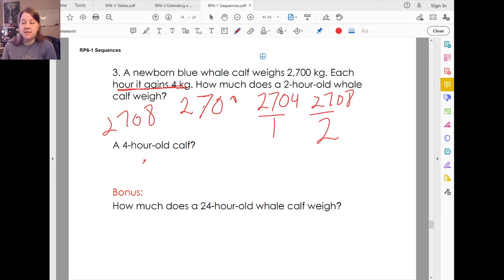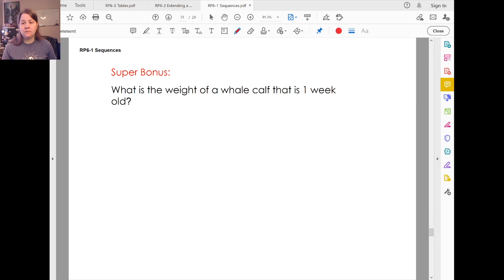To figure out how much it weighs after 4 hours, we go ahead and continue the pattern until we get 2,712. I'm going to let you go ahead and figure that one out on your own.